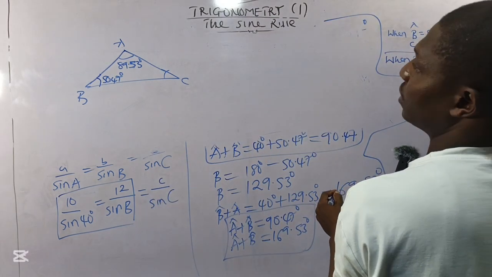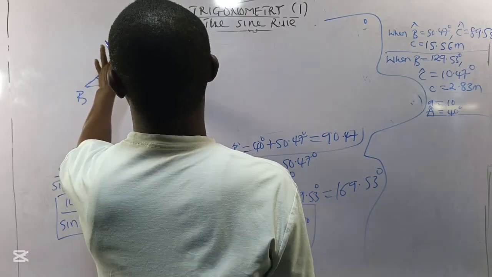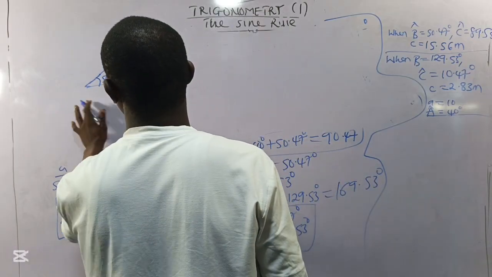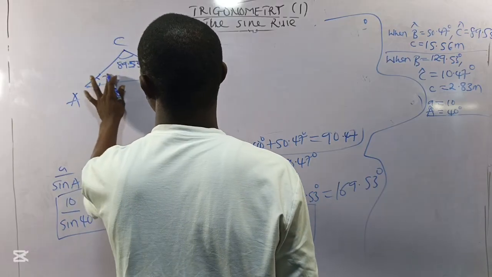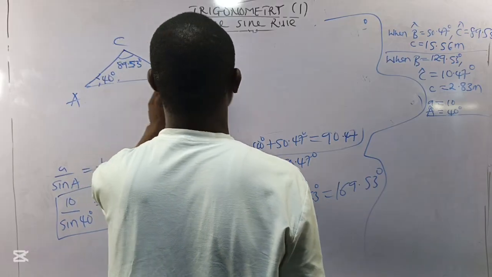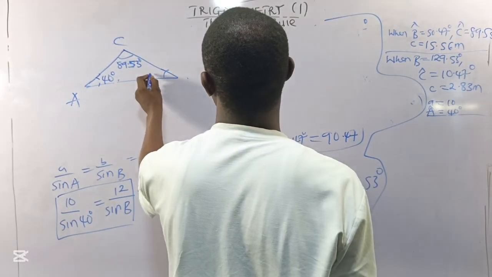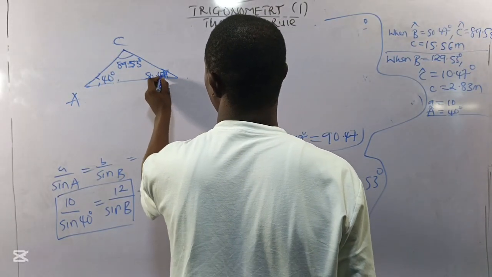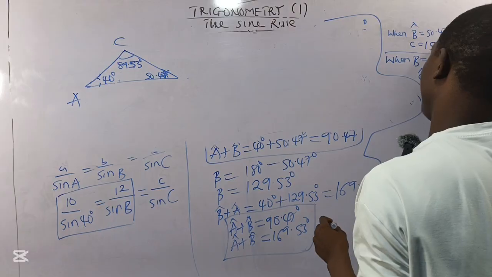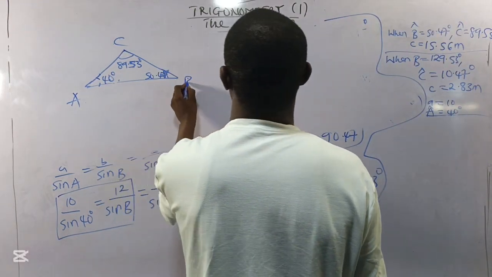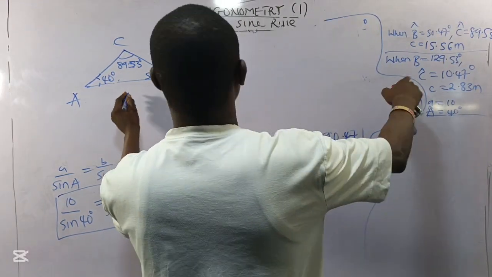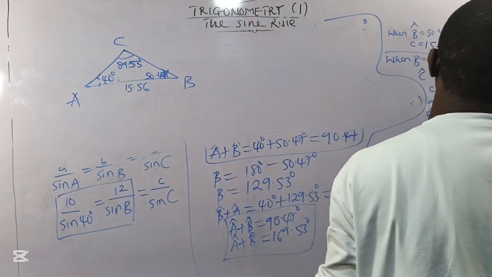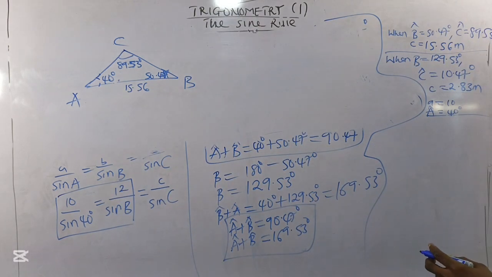Okay, this is C, rather. I put my A here earlier on, so let me maintain my A, 40 degrees, and my angle B, 50.47 degrees. What I'm trying to do is to verify for you so you understand the topic better. Please take note. So my side C is 15.56 in this case.